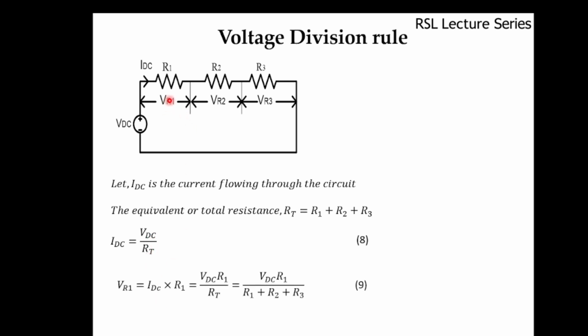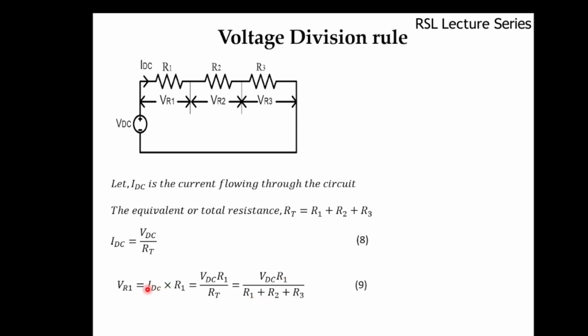Now by applying Ohm's law here, we can write VR1 is equal to IDC into R1. From equation number 8, IDC can be written as VDC divided by RT, into R1. So this can be rewritten as VDC into R1 divided by R1 plus R2 plus R3.